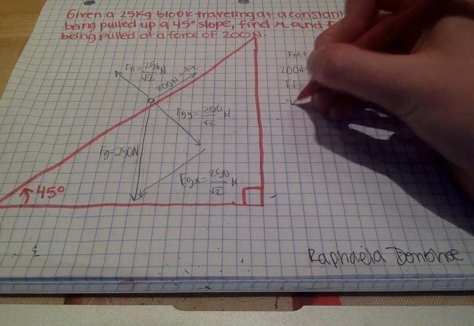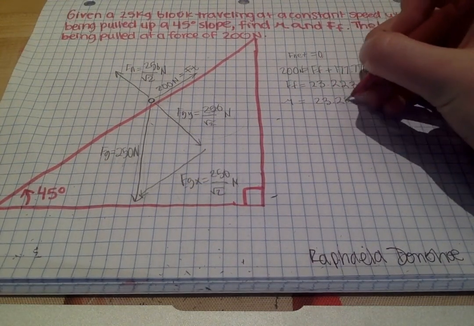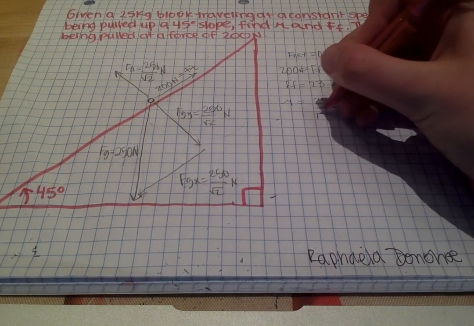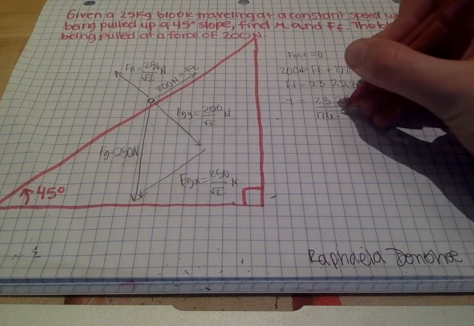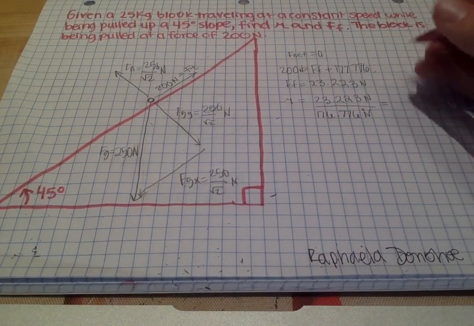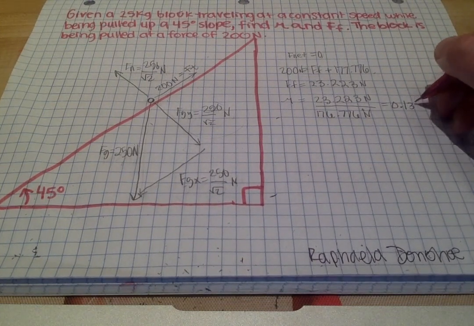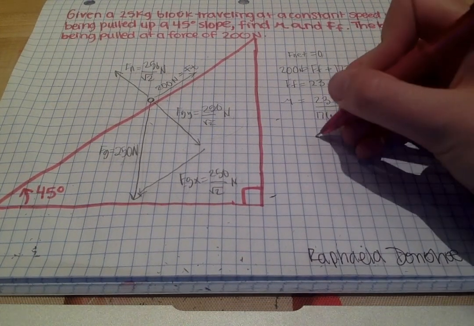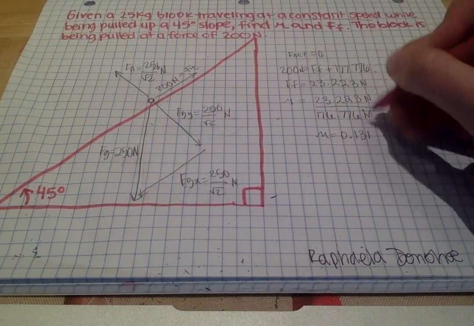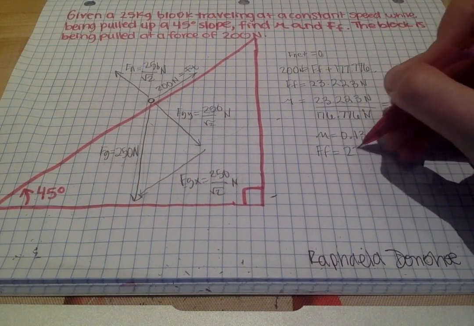And from there, it's simple to find the coefficient of friction. We'll just divide the force of friction by the normal force, and we will get approximately 0.131. So here we have the coefficient of friction, and here we have the force of friction.